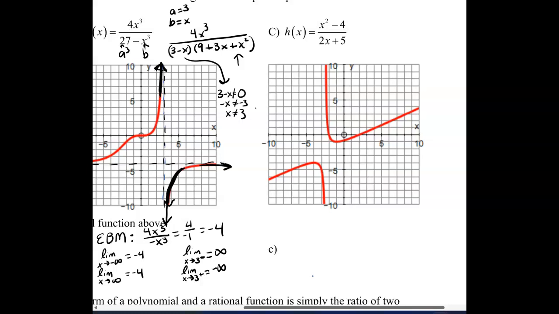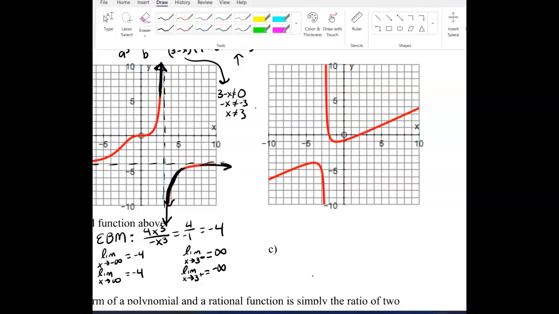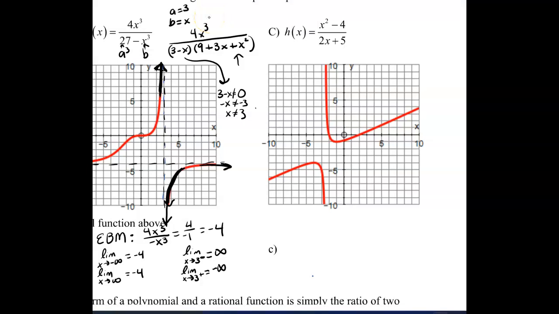Alright, so on C, the first thing I notice is that this time, unfortunately, I am not just going towards one number, because it doesn't look like I have a horizontal asymptote where both the left and the right approach. Why does that happen? Well, again, we would use end behavior model, which would be x squared over 2x, and that is when I would just get x over 2, and oh crap, now my numerator is growing faster than my denominator. So that means that I would have no horizontal asymptote in this case.